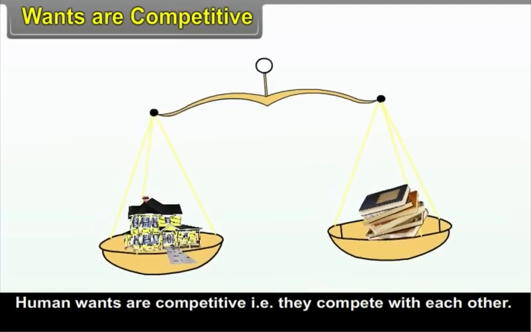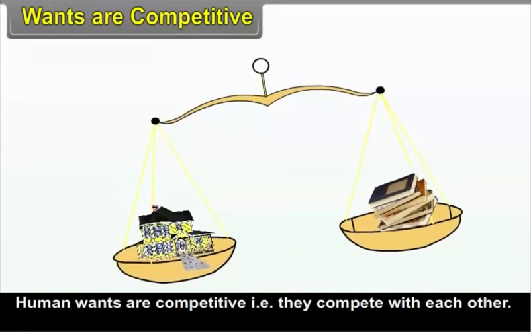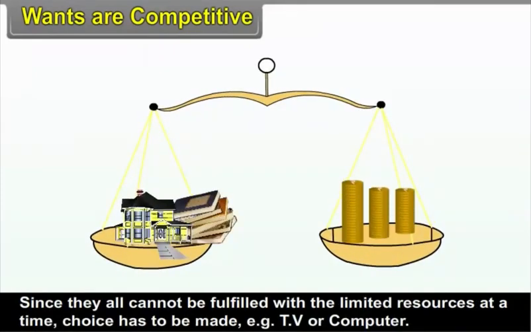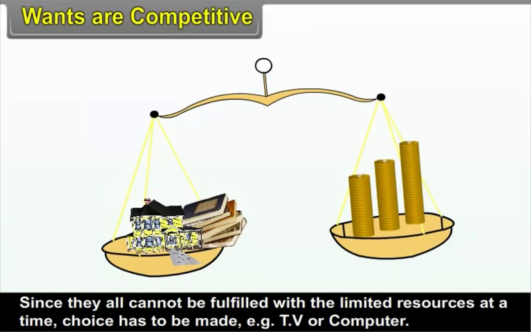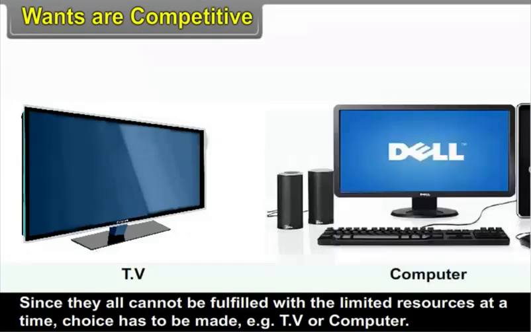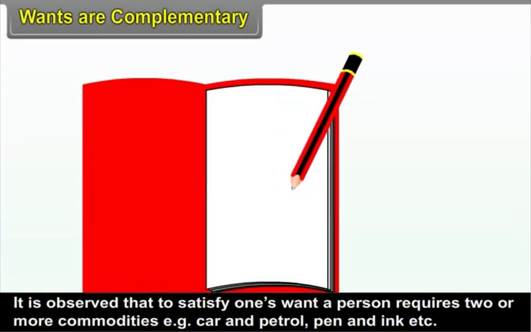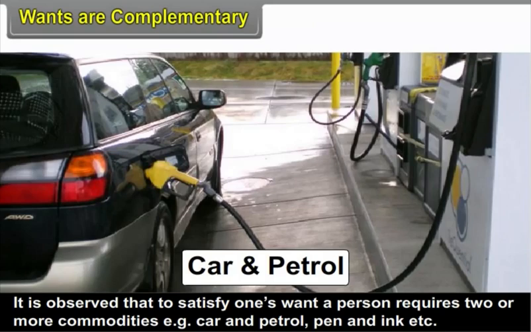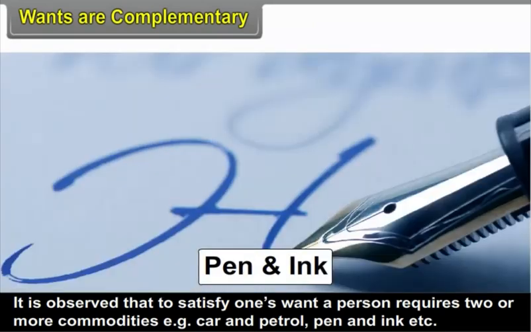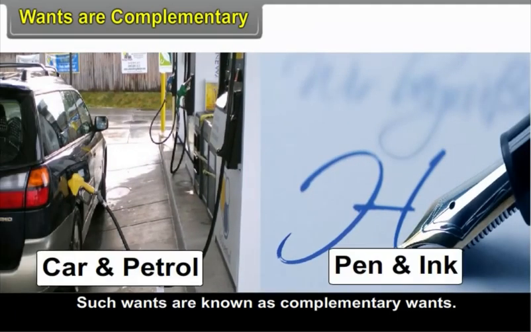Wants are competitive. Human wants are competitive. That is, they compete with each other. Since they all cannot be fulfilled with the limited resources at a time, choice has to be made. For example, TV or computer. Wants are complementary. It is observed that to satisfy one's want, a person requires 2 or more commodities. For example, car and petrol, pen and ink, etc. Such wants are known as complementary wants.